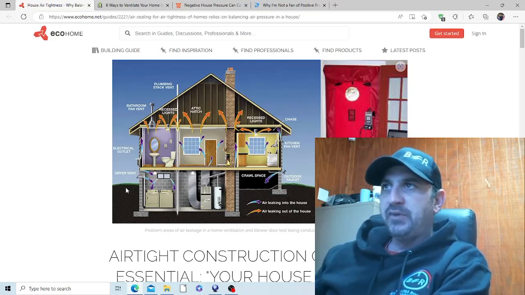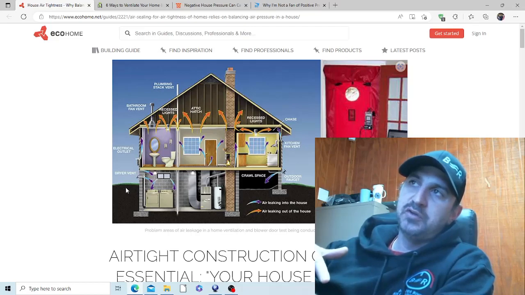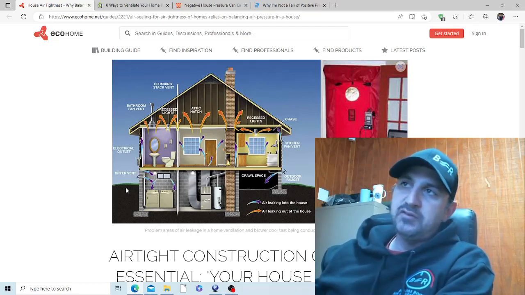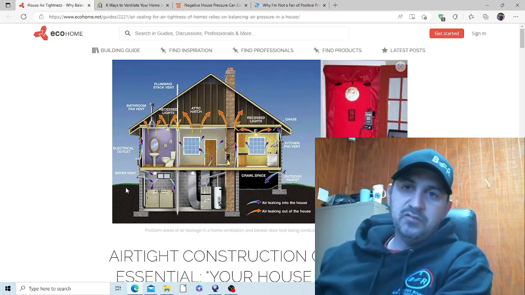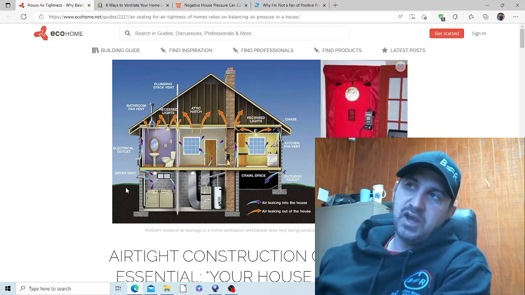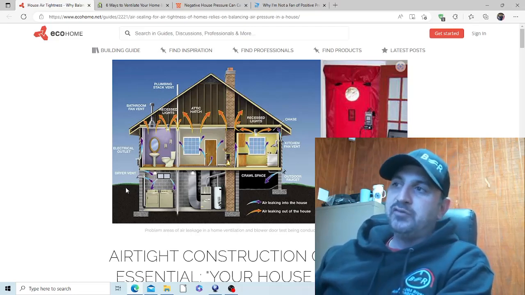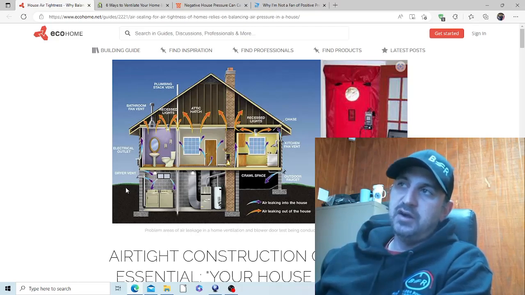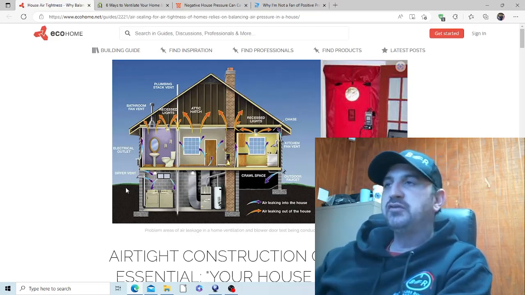And then from there, you also have pressure from the home that's being pushed out. This is your bathroom fans, your dryer vent fans, your kitchen vent fans. All of these are putting air to the outside and removing pressure from your home. So basically you have a constant exchange of air no matter how tight or loose your house is.